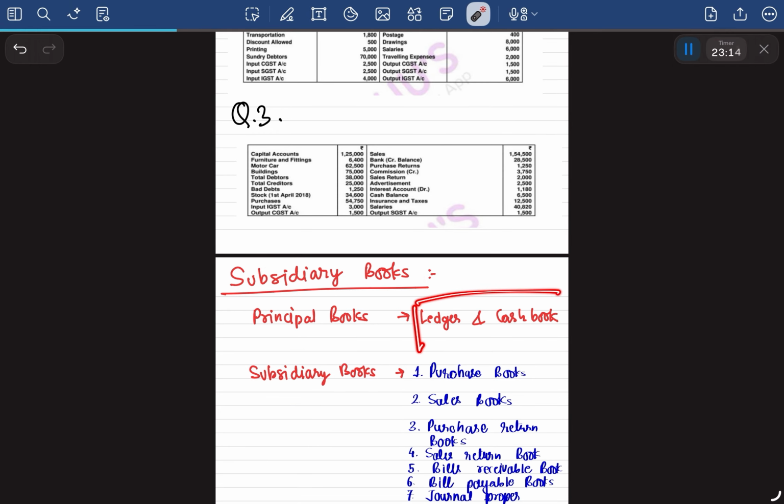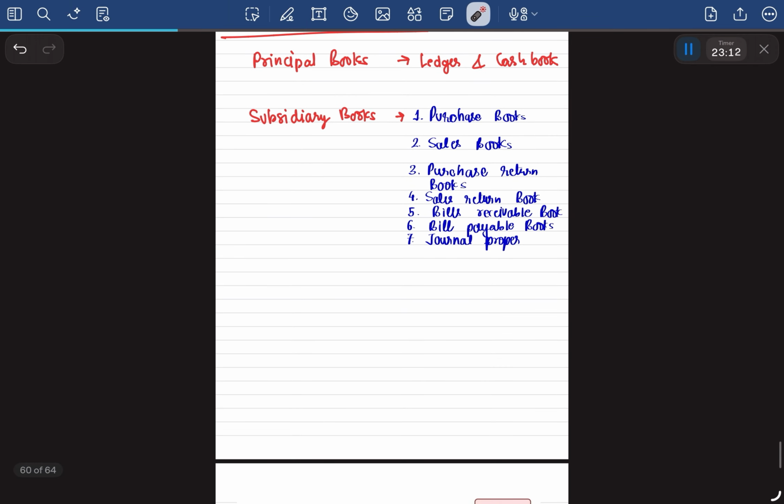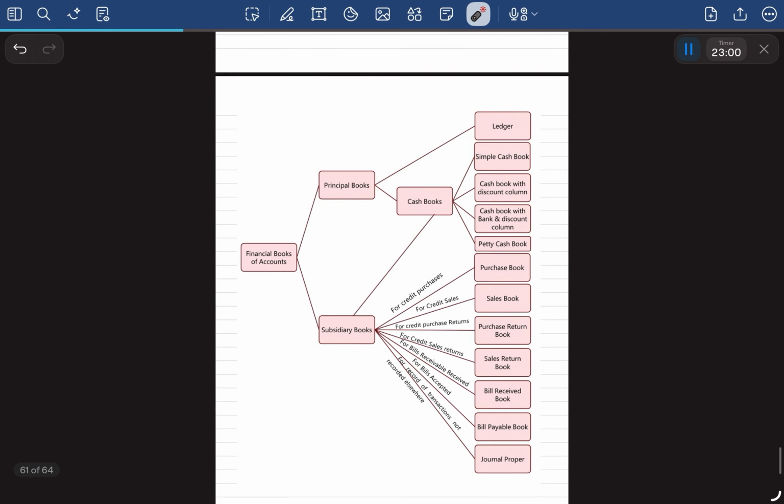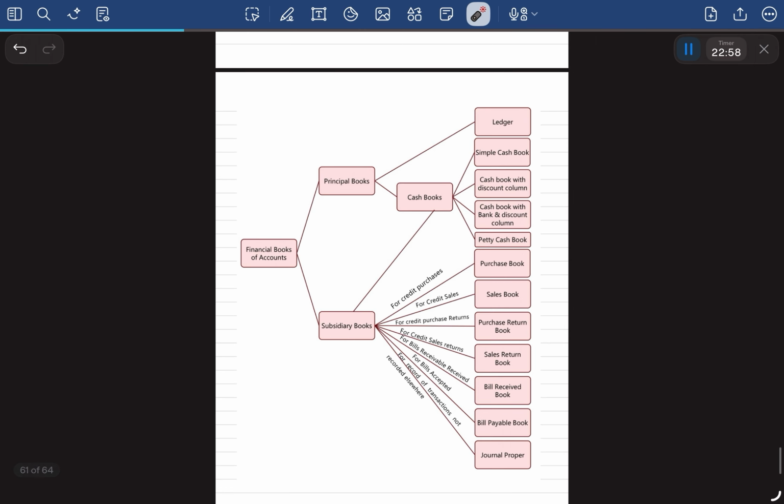First we have ledger and cash book. Then we have purchase book, sales book, purchase return book, sales return book, bills receivable, bills payable and general proper. जो भी ट्रांजैक्शन इन 6 बुक्स में रिकॉर्ड नहीं होंगे वो सारे ट्रांजैक्शन जनरल प्रॉपर में रिकॉर्ड होंगे. And in principal books we have two types: first ledger, then cash book.